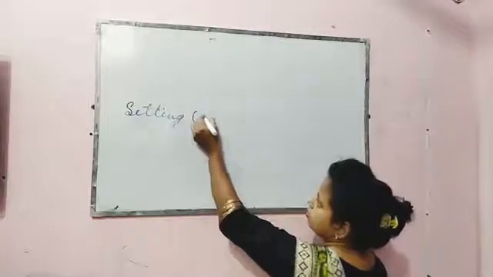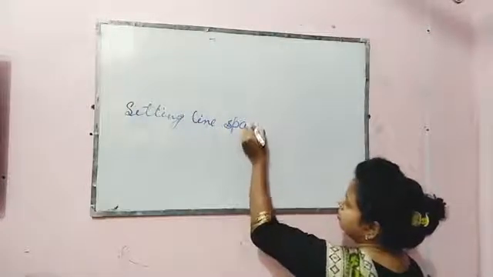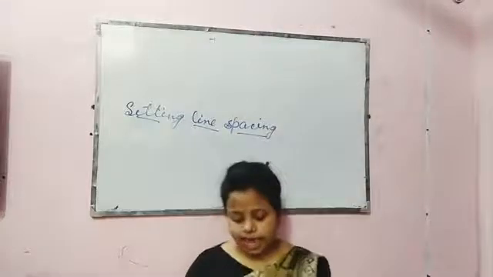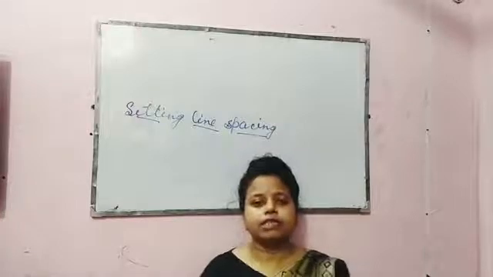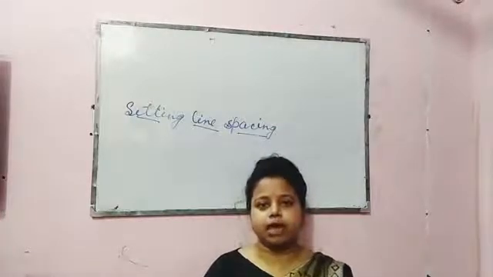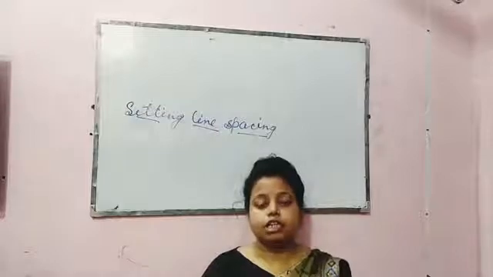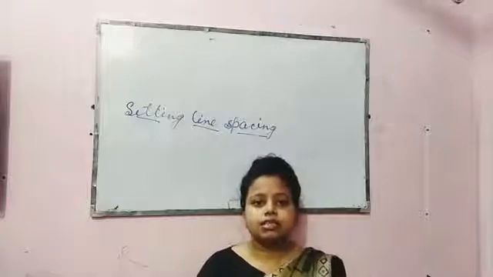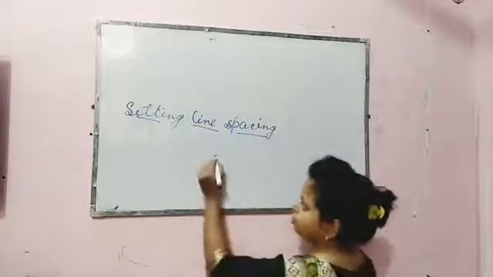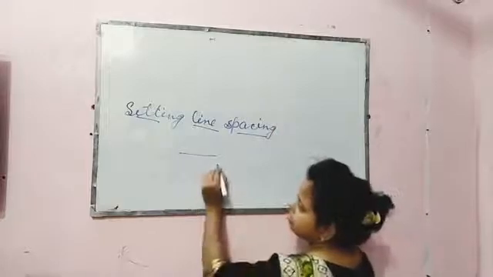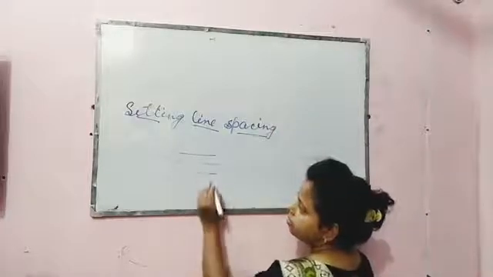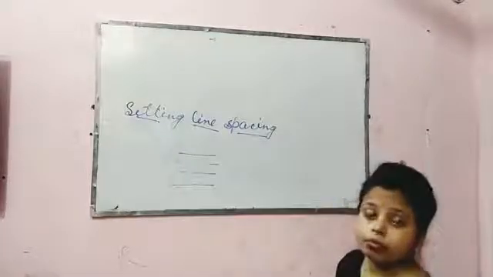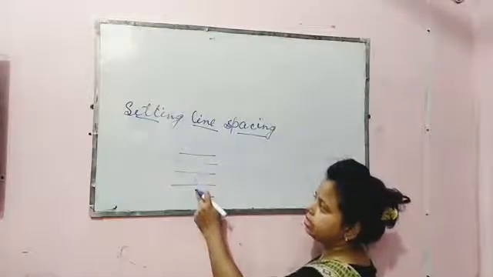Setting line spacing. So students, setting line spacing means we will set line spacing. Whatever we have written, 2 lines, 3 lines, 4 lines, 10 lines, we will set the space. One line we have done, second line, third line, fourth line. So these are the spaces between line 1, line 2, line 3 and line 4.